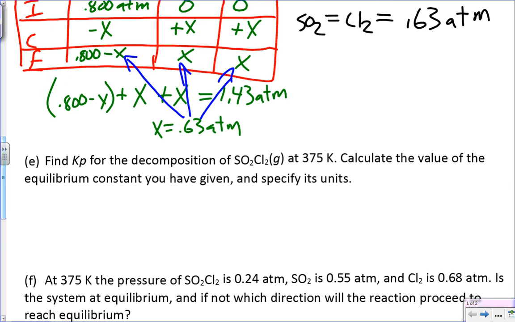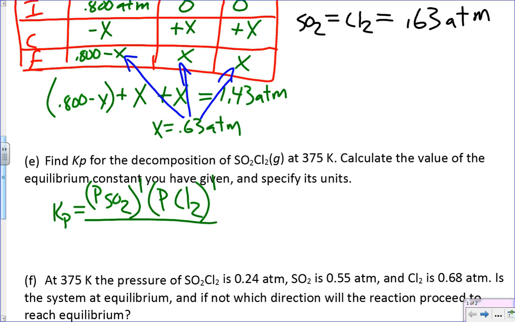So in order to find Kp, we need an equilibrium expression. And the type of K we need is Kp because that's what it's asking for. So we need to write the Kp expression. Well, the Kp expression would equal the products raised to the power of their coefficients, which in this case would be SO2. So we need the pressure of SO2 raised to the power of its coefficient, which was a 1. We need the pressure of Cl2 raised to the power of its coefficient. So that was a 1 as well, all over the pressure of our reactant, which was SO2Cl2, raised to the power of its coefficient, which was a 1.